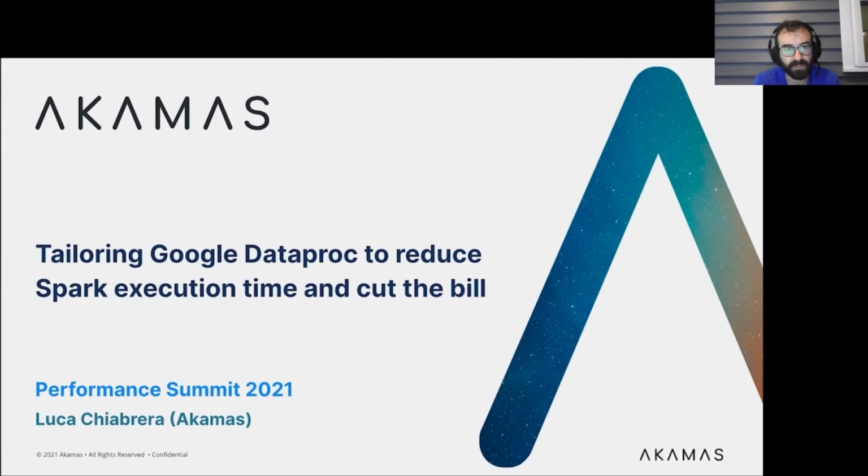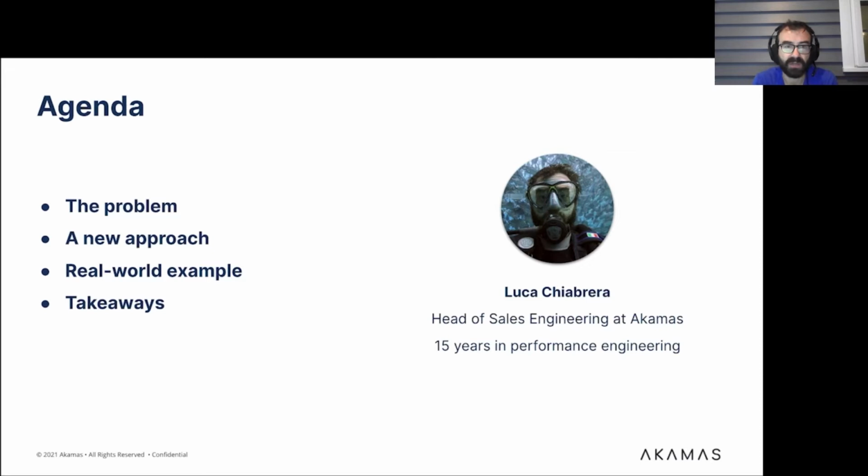Welcome. The topic of this session is how to tailor the Google Dataproc configuration to reduce the Spark execution time and cut the Dataproc service cost. We will start by first introducing the problem of tuning the Dataproc configuration. We will then discuss the approach we implemented at Akamas to solve this problem by providing a real-world example. Finally, we will conclude by sharing some takeaways.